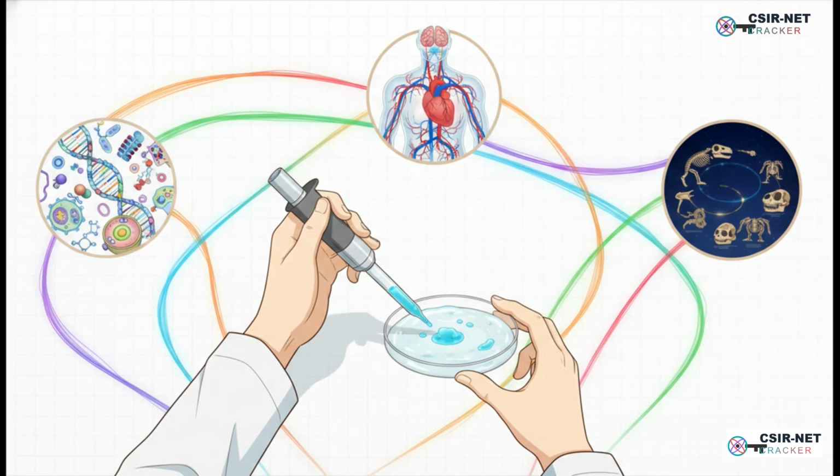So, this final theme isn't really a separate topic. It's the thread that runs through everything else we've talked about. The methods in Unit 13 are how we study the molecules from Unit 1, the physiology from Unit 7, and the evolution from Unit 11. It's the how behind all of the what.